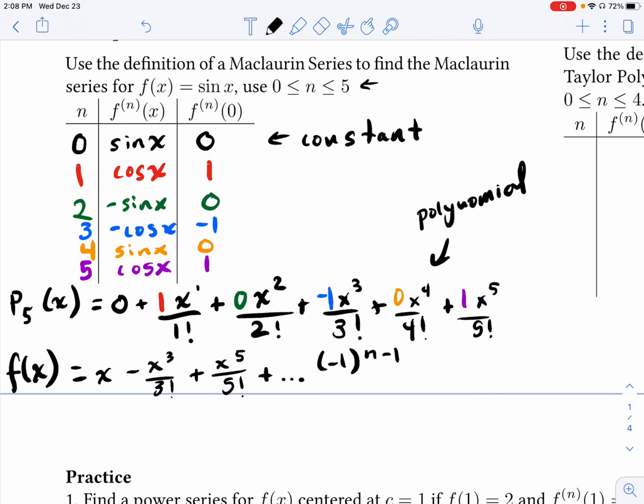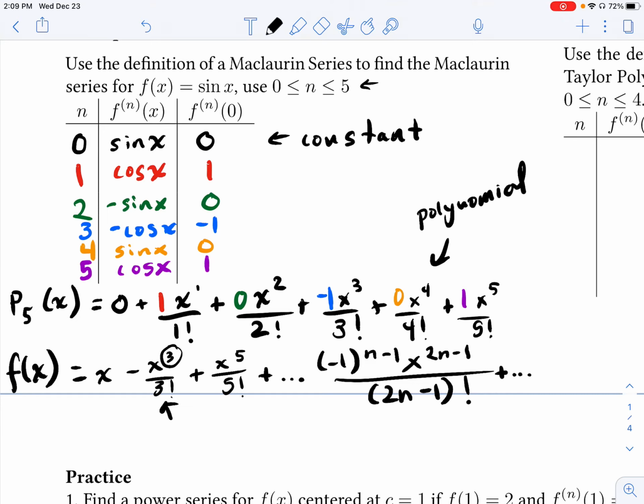And looks like I'm taking all of my x's to the power of, well, let's see, when n is equal to 2, I get 3. So this would be 2n minus 1. And I see that there's a connection between the degrees and what my denominator factorial is. So I can just say that this would be 2n minus 1, all of that factorial. Okay, so there's my general term.